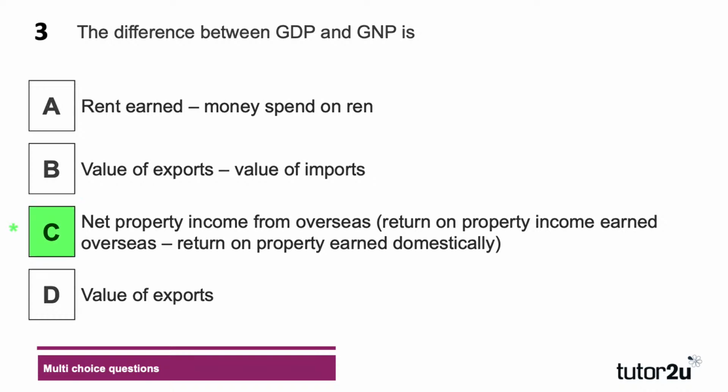Okay, let's take a look at the answer here. So what we've got to think is, what do these letters stand for? GDP stands for gross domestic product. Domestic means within, so it's within a country. GNP is gross national product. That's by nationals of that country.